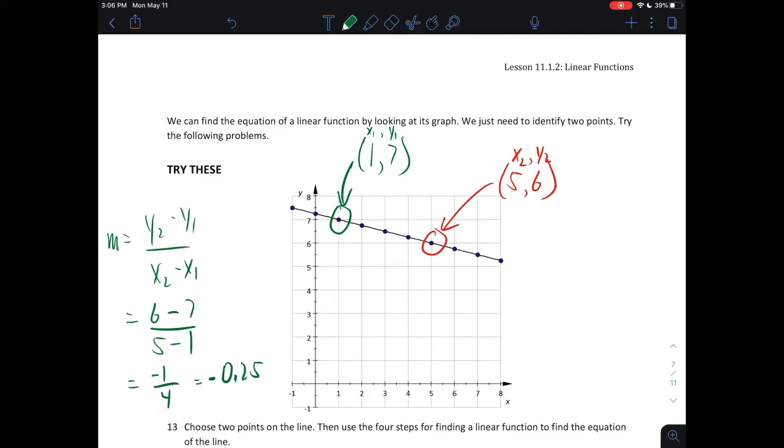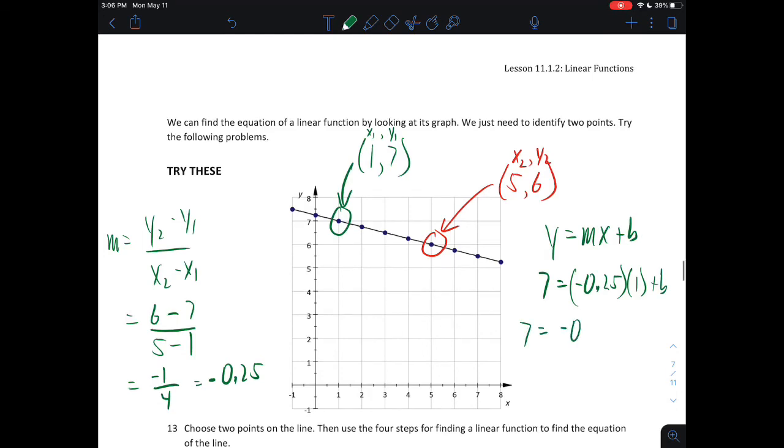So then we also need to find b. I'm going to use my equation for a line, and I'm going to replace y with one of the particular y values that I had, let's say the green y value, 7. And then my slope m is negative 0.25. Let's multiply that by the x value that goes along with the y value of 7, so 1, and then plus b. So this leaves me with 7 is equal to negative 0.25 plus b.